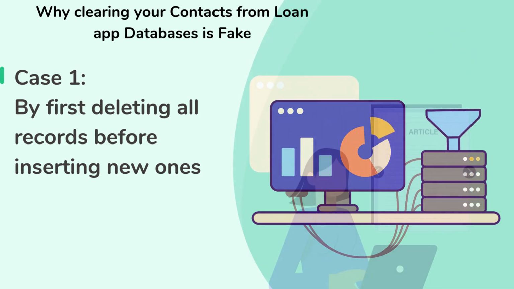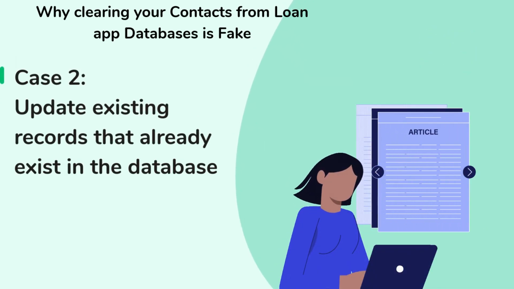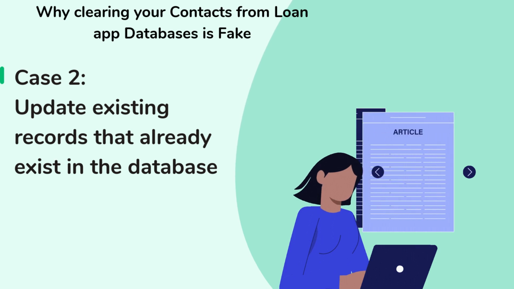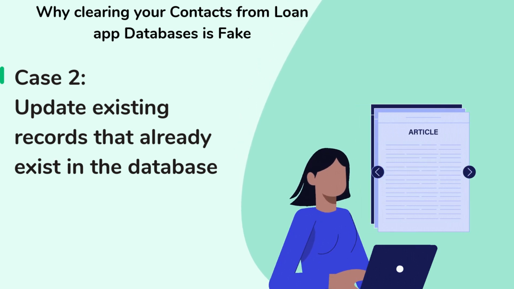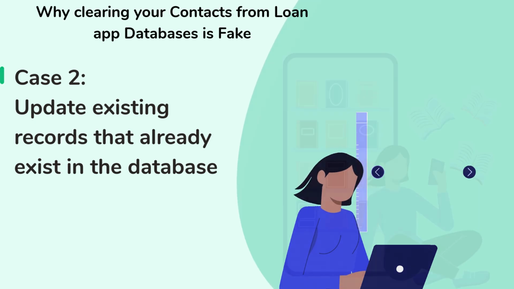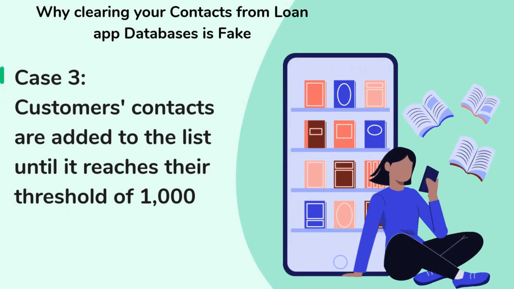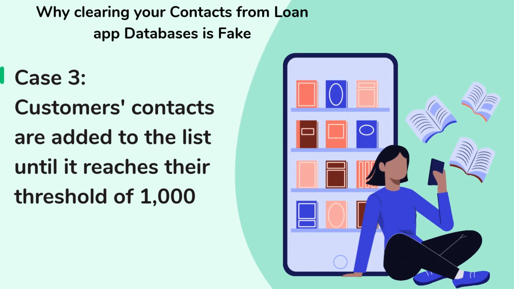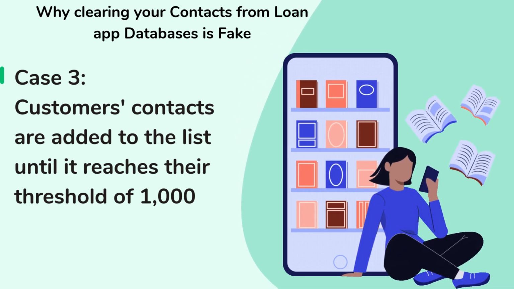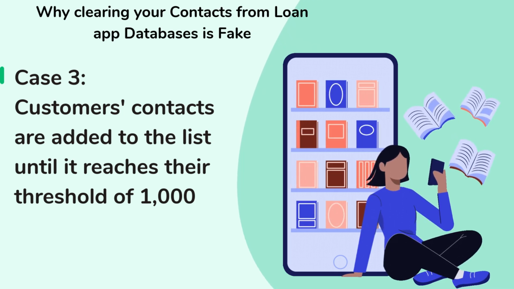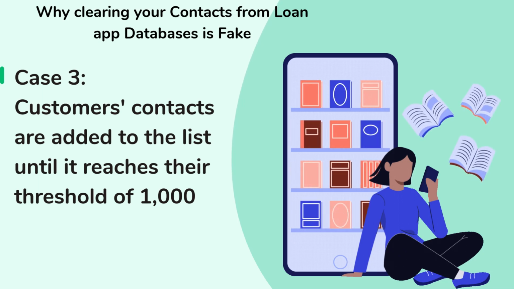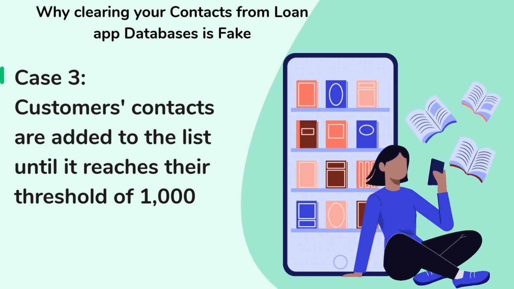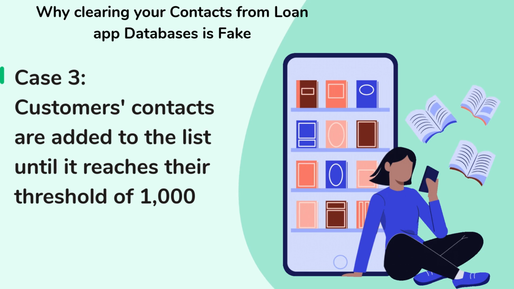Case 2. If they decide to update an existing record that already exists, then customers have a good chance of replacing their contacts with fake ones, provided the condition is to check by customer name and not by phone number. Case 3. If they choose not to use the first 2 cases, customer contacts are added to the list until it reaches their threshold, which in most cases may be 1000 or sometimes unlimited. Customers are left with no option but to hope that if they send messages to their contacts, the fake contact will be picked. That is, if you are synchronizing fake contacts.